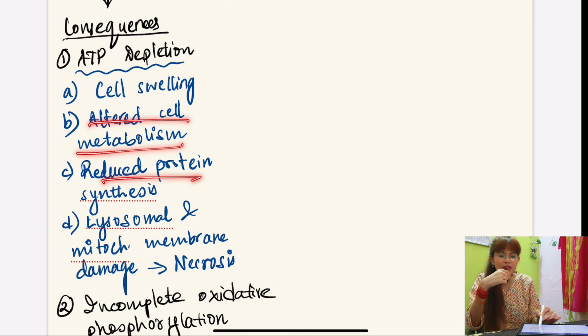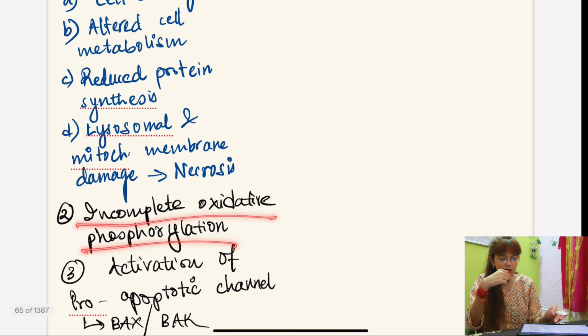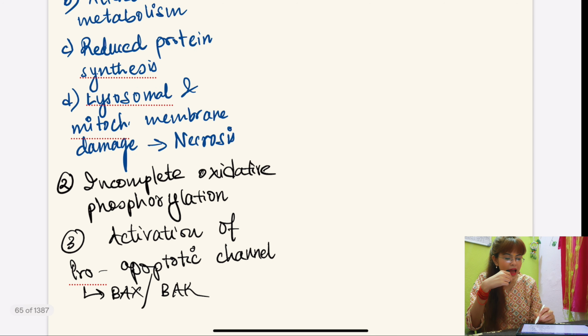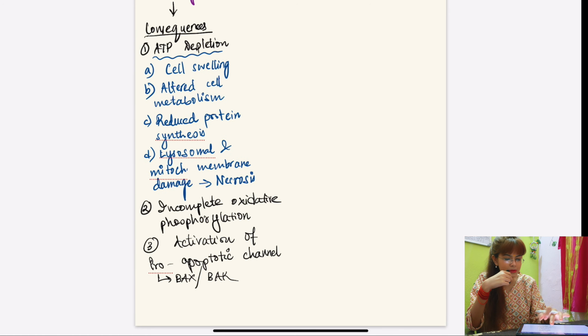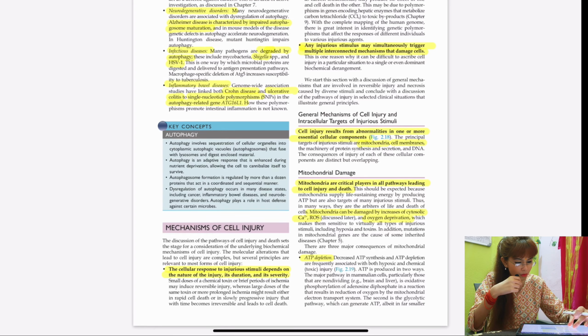Okay, reduced protein synthesis, lysosomal and mitochondrial membrane damage will ultimately lead to necrosis, incomplete oxidative phosphorylation, activation of the pro-apoptotic channel, which is the BAX, leading to the increase in the cytochrome C and caspases. So all these points I have already mentioned. It's just a brush up of those important points.